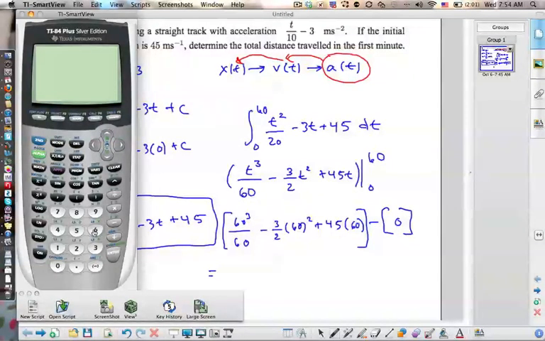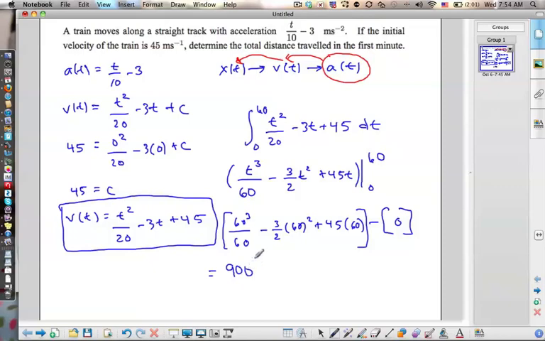So 60 cubed divided by 60 is 60 squared, minus 3 over 2 times 60 squared, plus 45 times 60. And that's 900. So this is saying they went 900 meters in the first minute. Let's go over to the calculator and see if we can do some of this stuff with the calculator.